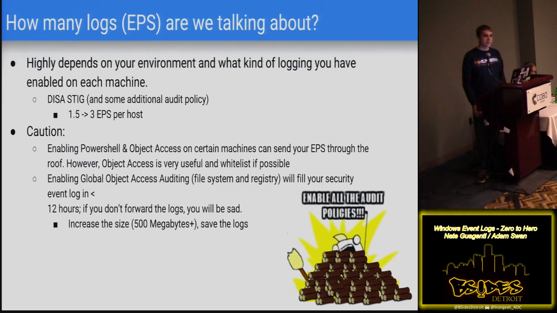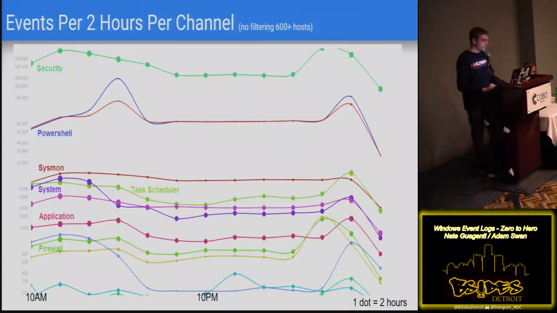If you start enabling things like PowerShell or object access, which literally logs every time a file, a registry key, a handle is accessed, it's ridiculous. So you can blow up your logs. You can go from like 1 to 3 events per second to 10,000 events per second. I enabled everything on my personal box, and in 2 days I had 200 gigs of Windows event logs. So you definitely do not want to do that. You're going to end up like the little meme in the corner there, covered in logs with no way out.